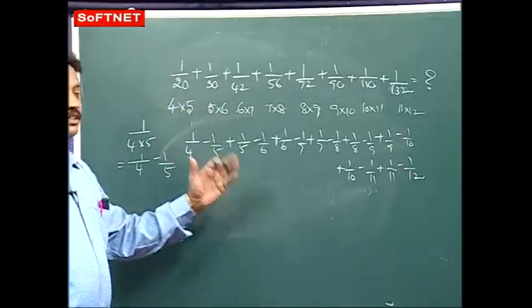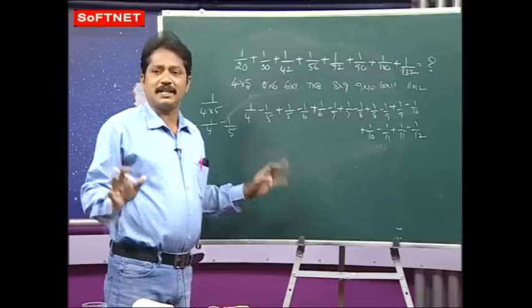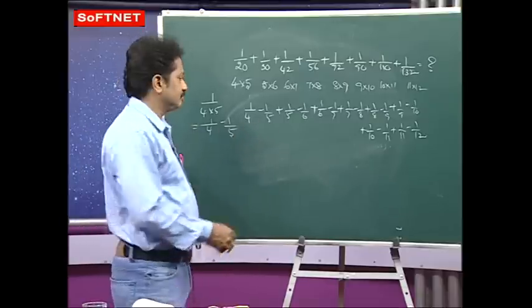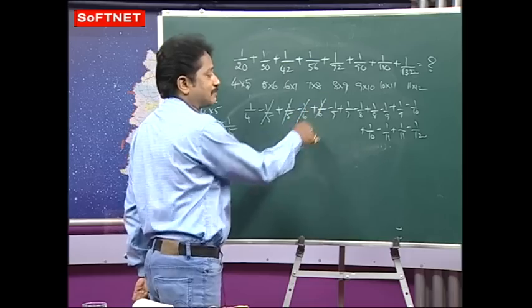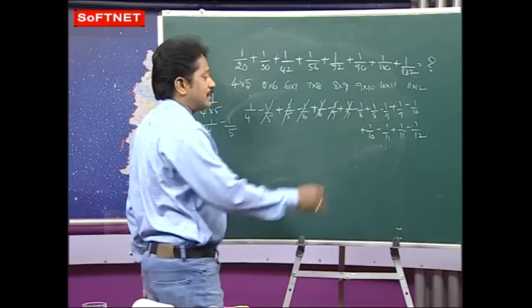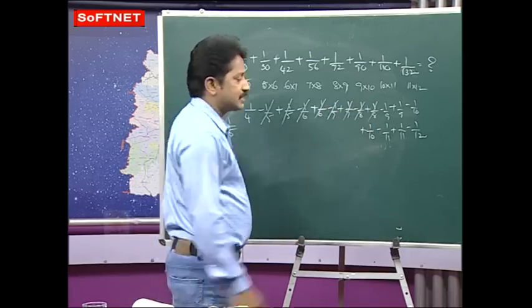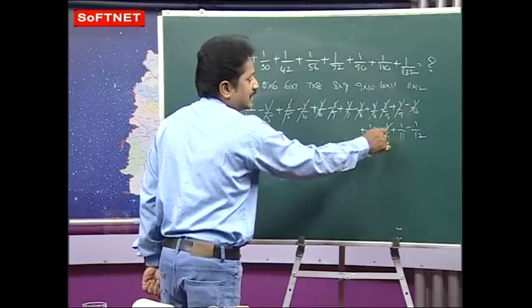Just observe all this. When you observe all this, the first and last terms will remain, the rest of the terms will cancel. Means minus 1 by 5 plus 1 by 5 get cancelled. Minus 1 by 6 plus 1 by 6 get cancelled. And minus 1 by 7 plus 1 by 7 would get cancelled. Minus 1 by 8 plus 1 by 8 get cancelled. Same, 1 by 9, 1 by 9. Minus 1 by 10 plus 1 by 10. Minus 1 by 11 plus 1 by 11.